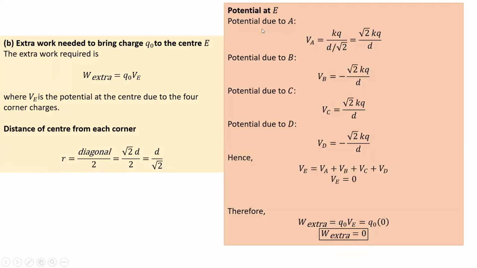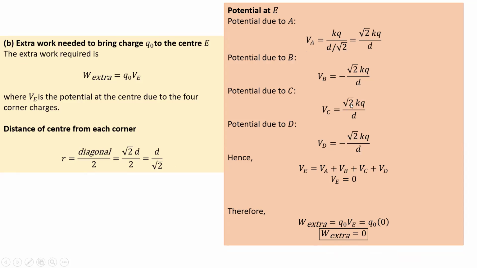Therefore, now we'll go for potential. Potential at A due to the charge plus Q, 1 by 4 pi epsilon naught, KQ by R. K is 1 by 4 pi epsilon naught. That is KQ by R. R value is half of the diagonal. Root 2 KQ by D. Due to B, where negative charge is there, minus root 2 KQ by D.